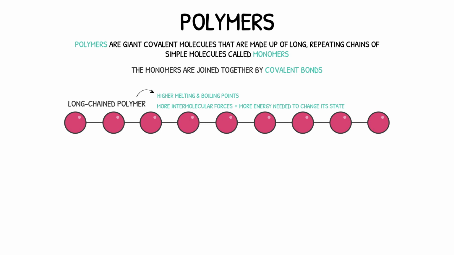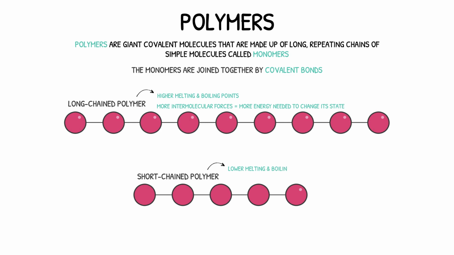In contrast, shorter polymers have much lower melting and boiling points. Short-chained polymers have less monomer units and therefore have less intermolecular forces. Less energy is required to change the state of a substance with fewer intermolecular forces, therefore decreasing the temperature at which the polymer will change state.